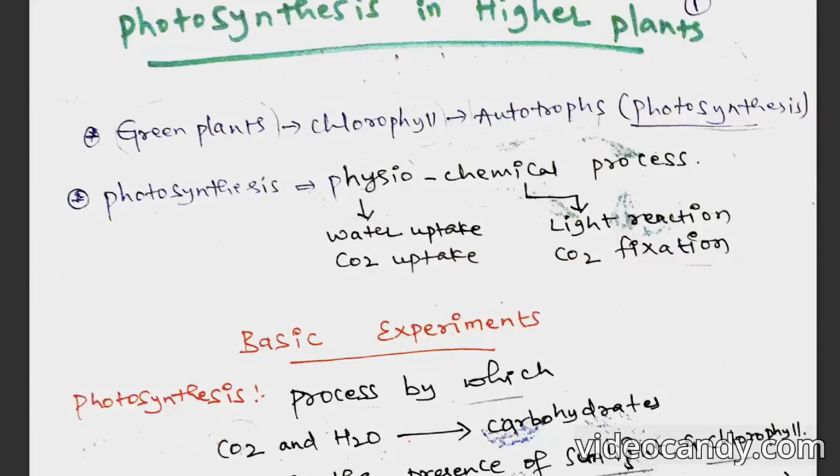Everyone. Today we will discuss photosynthesis in higher plants. This is chapter number 11 from NCERT Biology class 11th. Photosynthesis is a basic process which is required to sustain life on earth, especially the green plants which have chlorophyll pigment. They produce their own food through photosynthesis. That's why they are called autotrophs.